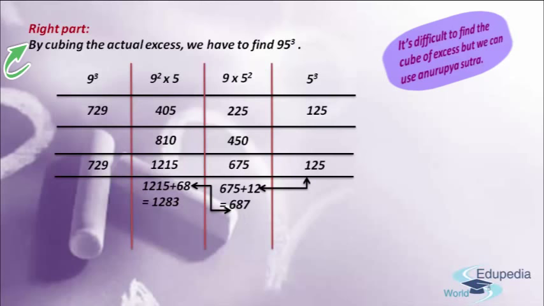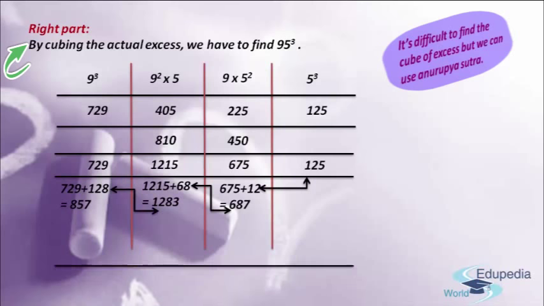Again, if we observe this number, that is 1283, it is a 4-digit number. So therefore, we have to take the digit in ones place, that is 3, and the remaining number, that is 128, should be taken as carry on to the next part, that is to the first part, and we have to add to it. So by sending this 128 as carry on to the first part and by adding to 729, we get 857 as the answer.